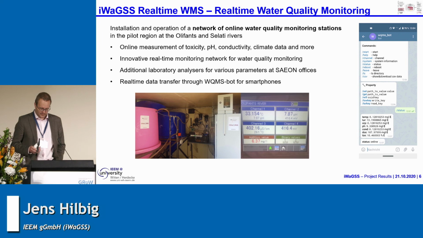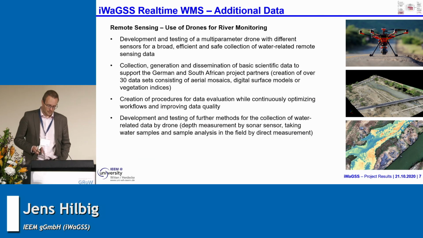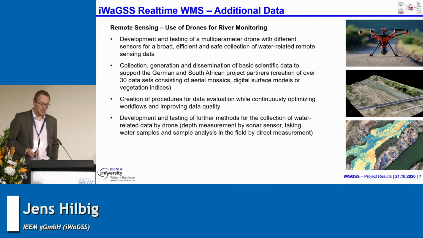This data is also accessible on a smartphone app to directly get access to the real-time quality data for all the interested partners. In addition, a multi-parameter drone has been developed and tested to collect remote sensing data like aerial pictures, digital surface models, river cross sections or vegetation indices, which was also an input to the water management system.